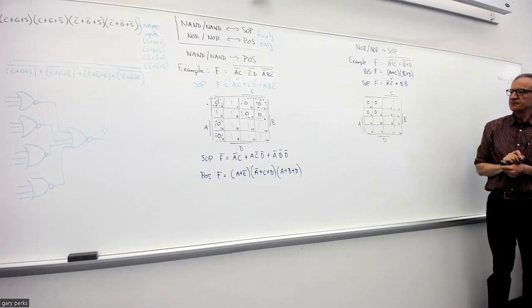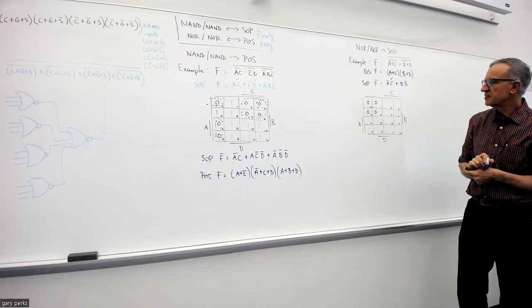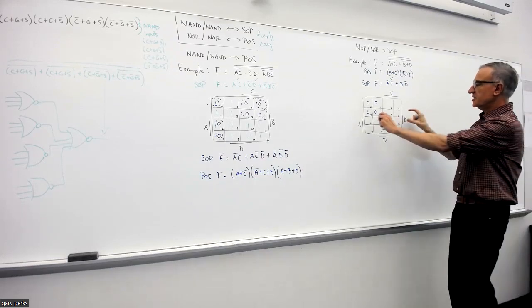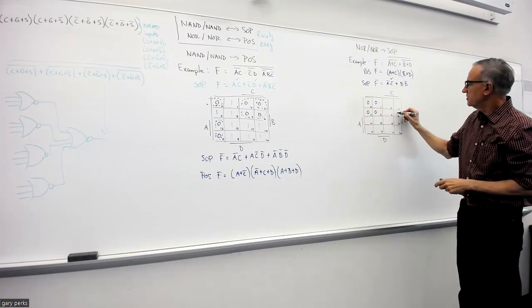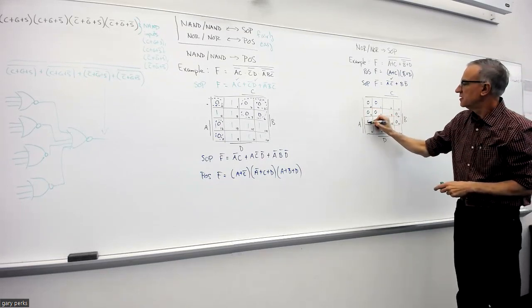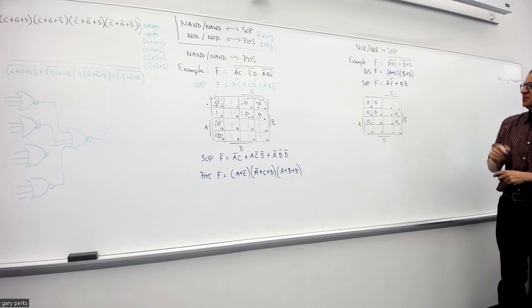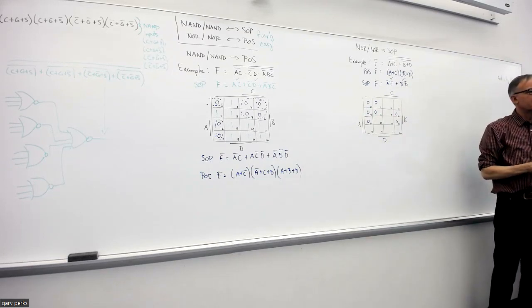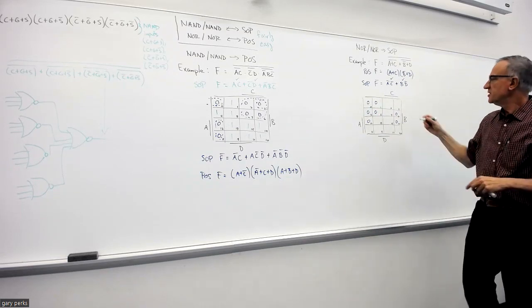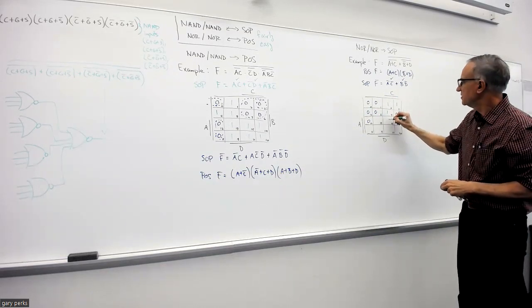6, 14, 12. Say that again? 6, 14, 12. Right, because it's gonna be these four here, right? There's some overlap. So, right, that's gonna be a B not D term. Everybody good? All right, so now we gotta put ones everywhere else.